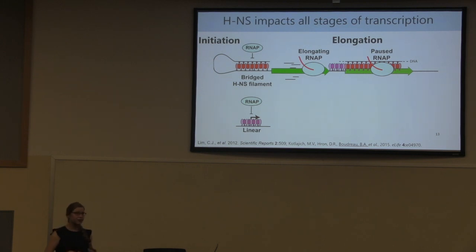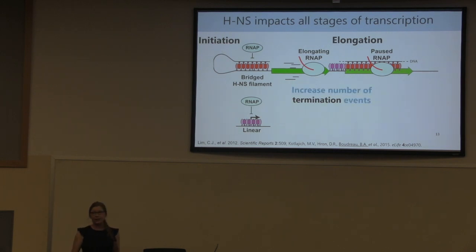And in addition to slowing down elongation overall, this paused RNA polymerase is a substrate for the last step of transcription, termination, where this bridged HNS filament can increase the number of termination events that happen in a gene. So together, these three effects of HNS on RNA polymerase result in overall gene silencing. And so my question, coming into the lab, one of them, was to investigate how Hha might affect HNS activity.